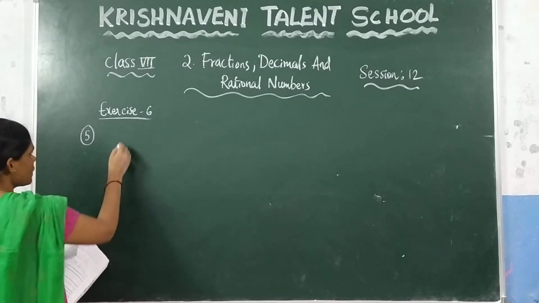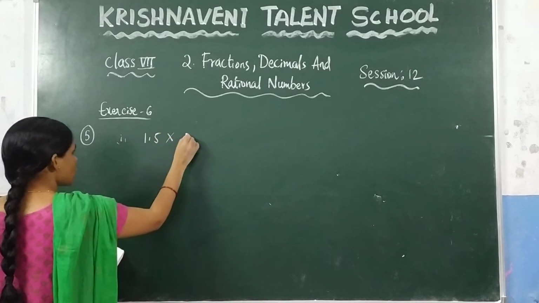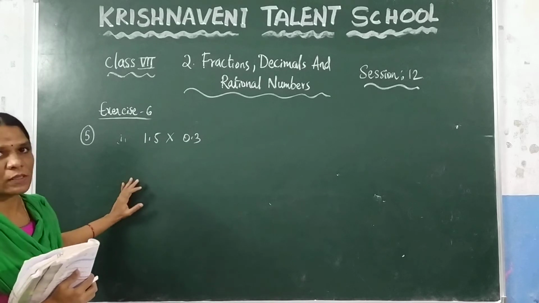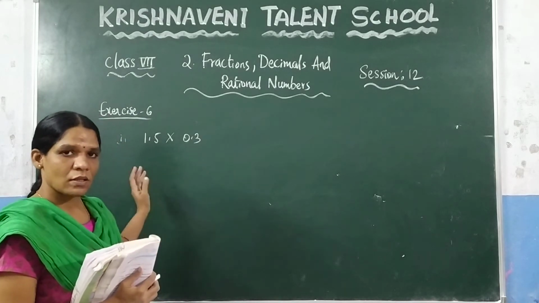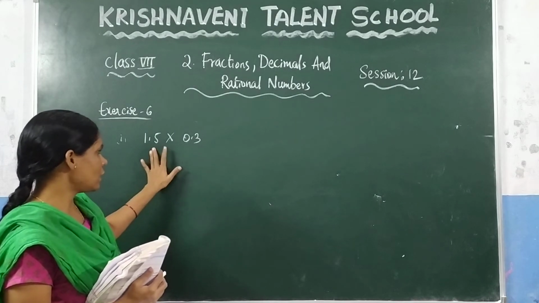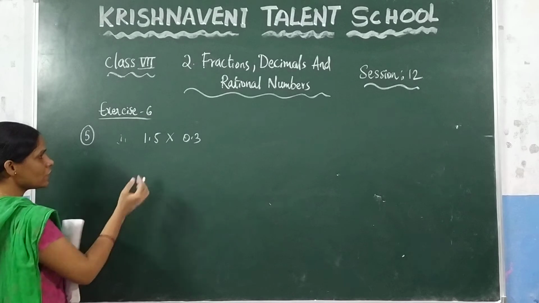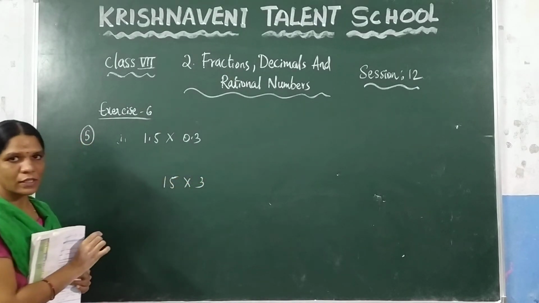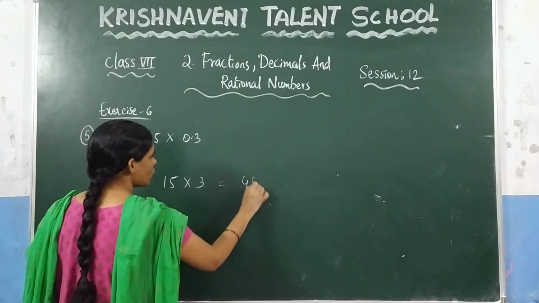Now see the first question. What is the question given here? 1.5 into 0.3. You need to make the product of these two decimal numbers. How do you make the product of two decimal numbers? Just leave the decimal point and check what numbers are left out here. If you leave the decimal point, what are the numbers here? 15 into 3. What is the value of 15 into 3, which gives you 45.